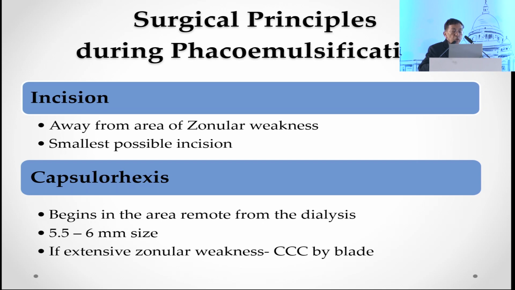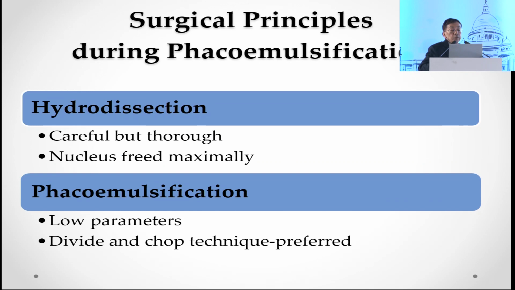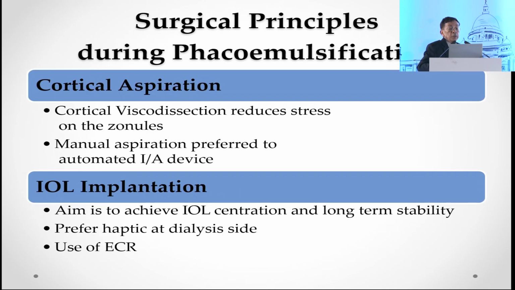Begin the capsulorhexis in the area remote from the dialysis, and ideally make it 5.5 to 6 mm in size because you may have to put the lens in the capsular bag. In case of extensive zonular weakness, it should be done with the blade, because with the forceps sometimes you give more stretch on the zonules. Hydrodissection should be careful, the nucleus freed maximally, parameters should be low, and the divide and chop technique is preferred. Cortical viscodissection reduces the stress on the zonules. Manual aspiration is preferred sometimes. The aim is to achieve IOL centration and long-term stability.